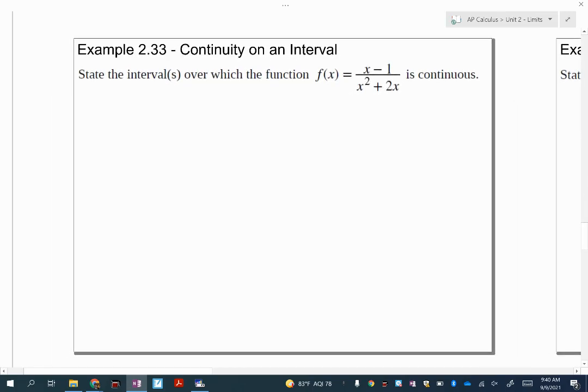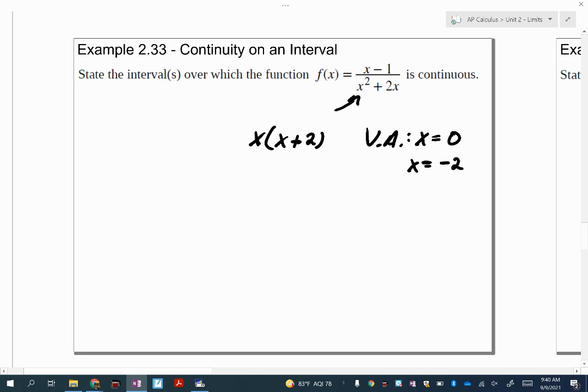Let's keep going. State the interval over which this function is continuous. Now, it's a rational function. So I said earlier that if you have a rational function, it is continuous over its entire domain. So really, you just need to focus on factoring the denominator, which is x times x plus 2. So I actually have two vertical asymptotes. One is x equals 0, and one is x equals negative 2.